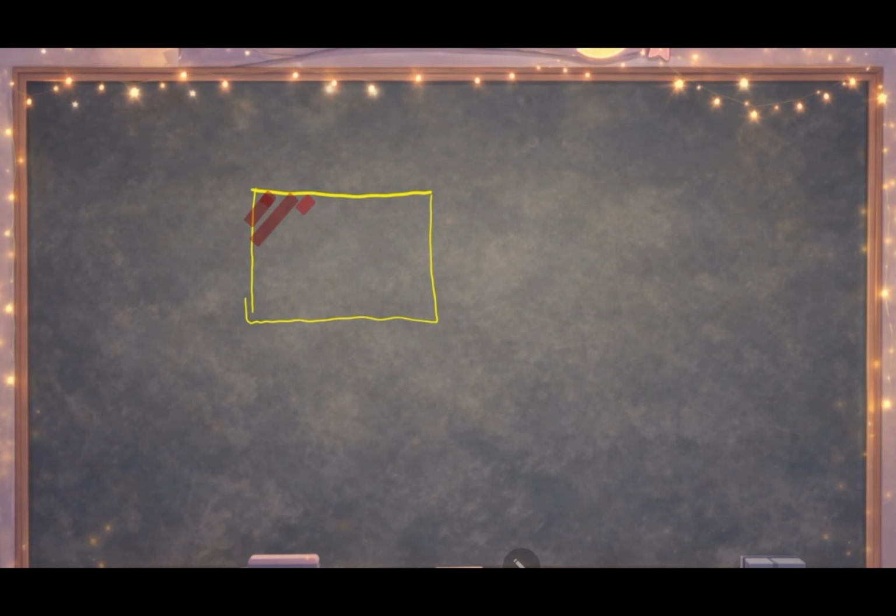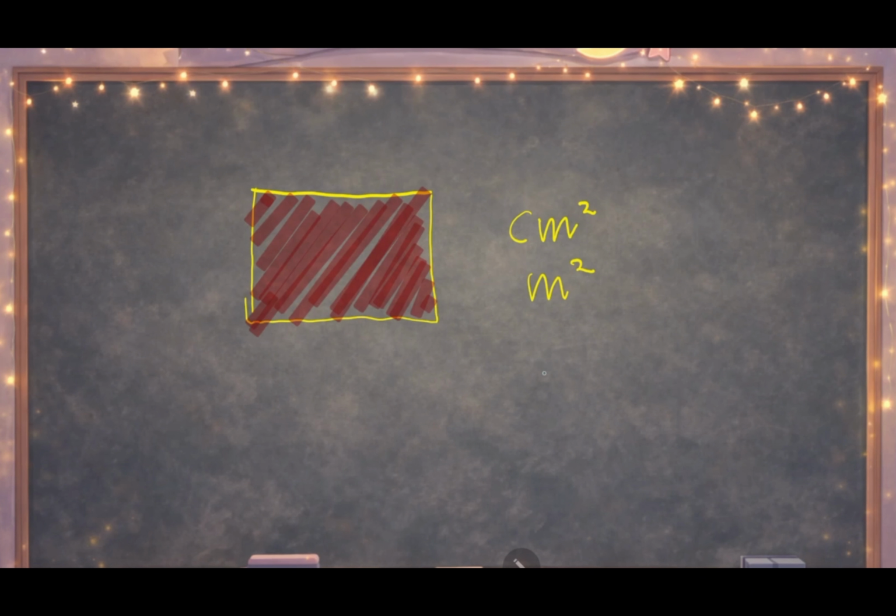Whereas area means how large or small a shape is. We use units such as centimeter squared, millimeter squared, meter squared, and kilometer squared.